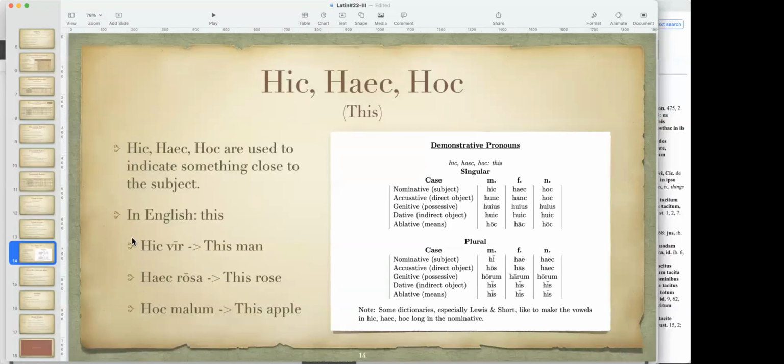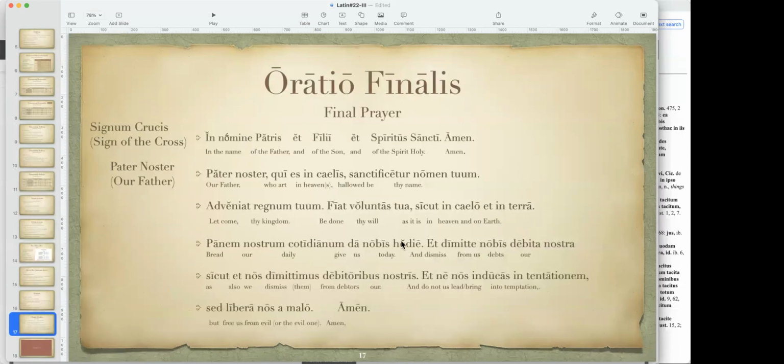Okay, did you know hoc malum, this apple? What's another English word that is associated with malum? Evil. Evil, yeah. We've been reciting the Our Father. Or bad. Yeah. Like bad apple. Sed libera nos a malo. Okay, this is not a prayer to deliver us from apples.